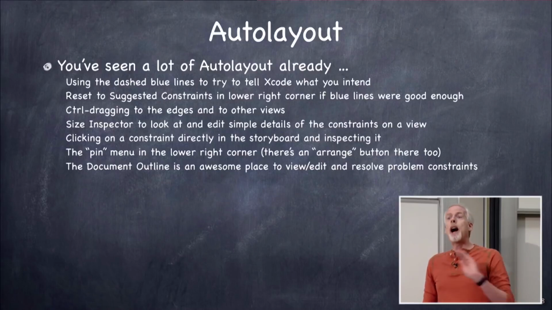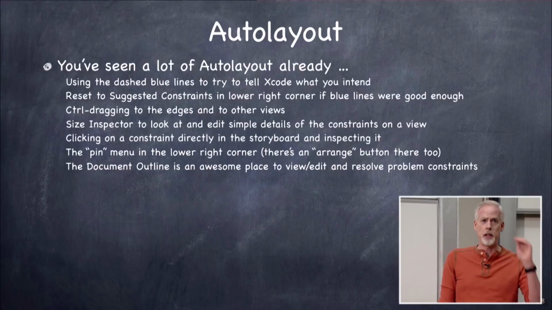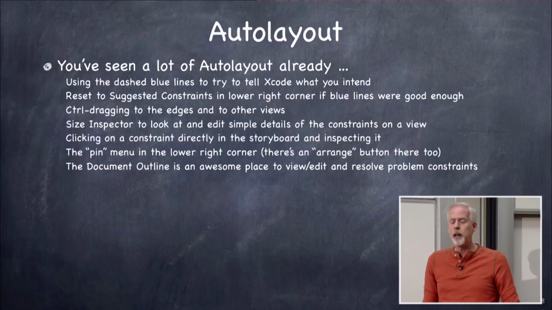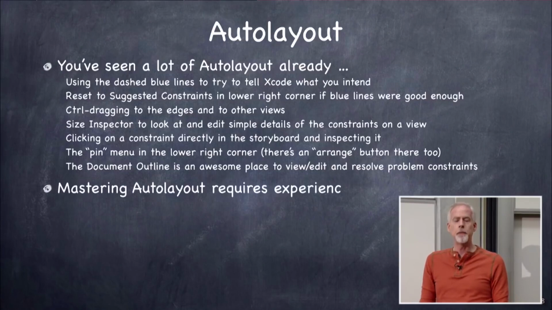And we also learned that the document outline is the awesome place to go to really look at our constraints in detail, because it lists every constraint as a line item. It's also the special place you click to resolve problems with your constraints. So the document outline is just fundamental to using auto layout. So we know all that stuff.